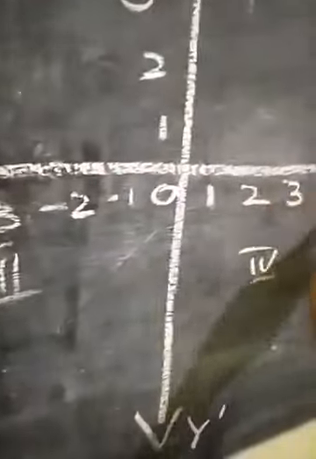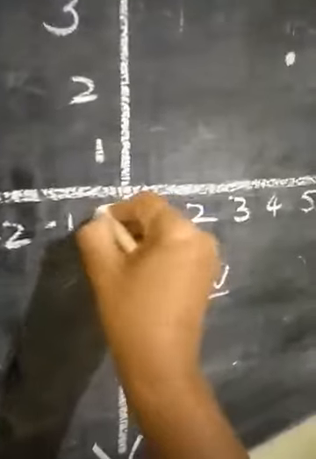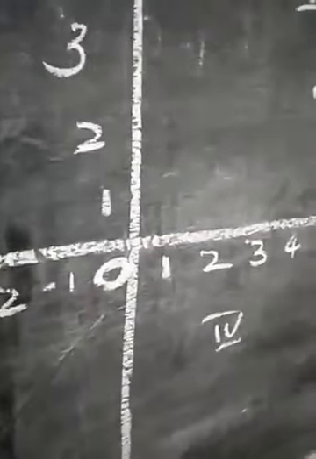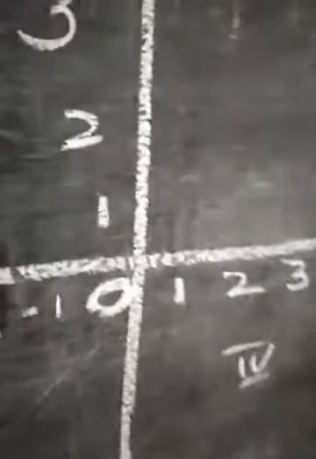These two lines intersect at a point, which we denote as O, or 0. Now OX and OY are the positive directions. OX dash and OY dash are the negative directions.